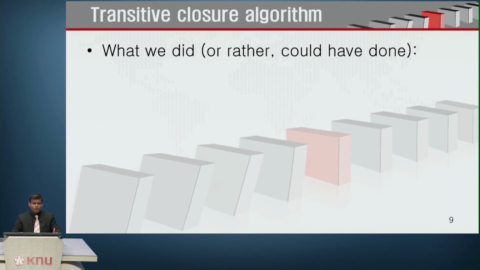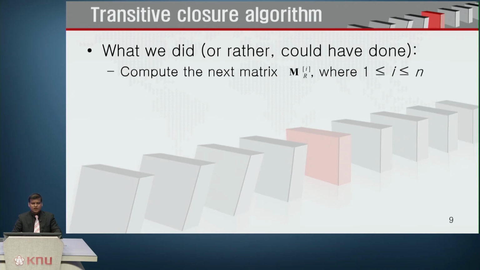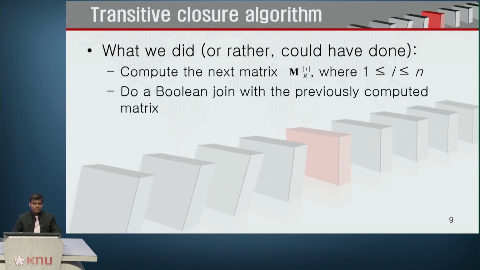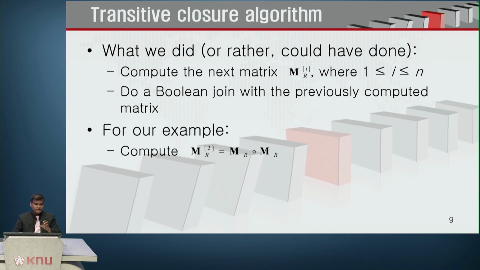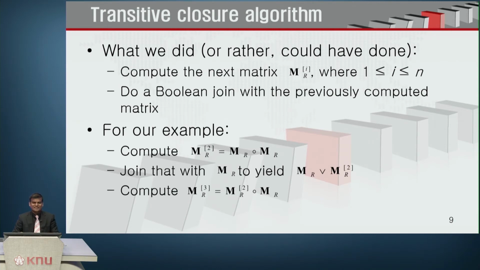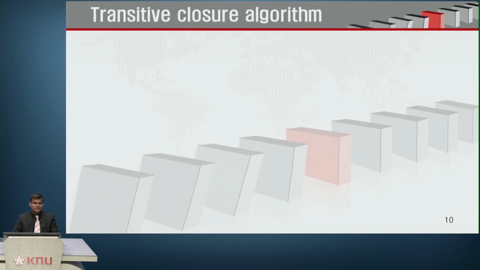In fact, what we did, or could have done, is compute the next matrix, that is M_R power i, where i lies between 1 and n. So we were doing that: a Boolean join with the previously computed matrix. For example, if you recall what we did just now, we join M_R with M_R power 2 and compute M_R power 3. We join and then we compute it. In fact, join that with M_R or M_R power 2 from above. So this is possible again.